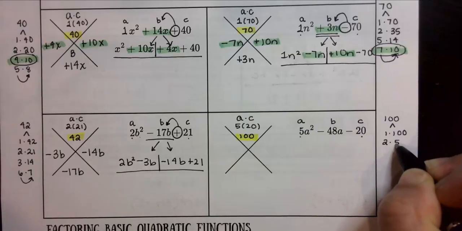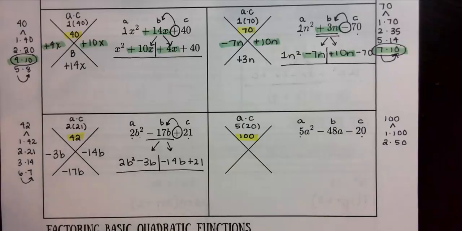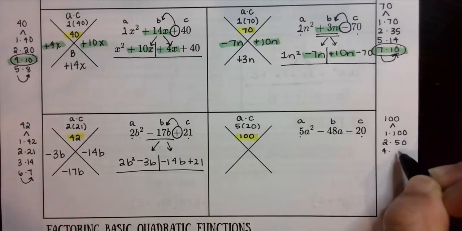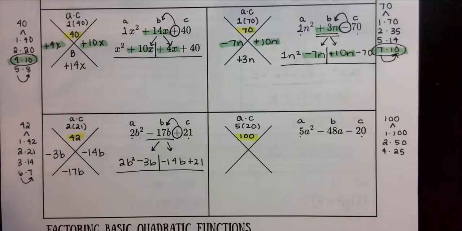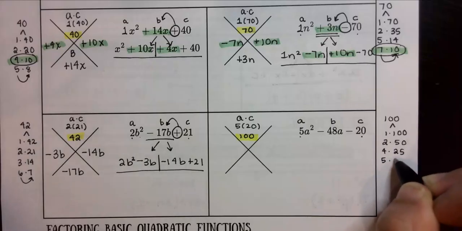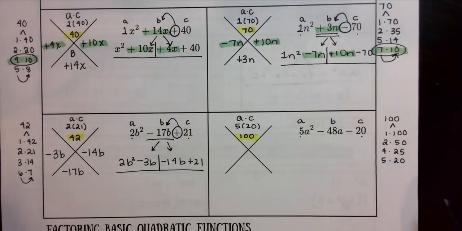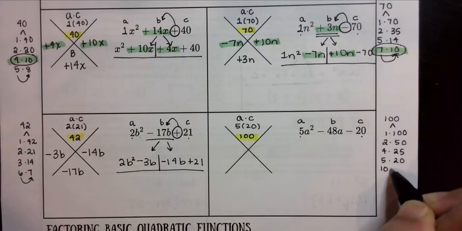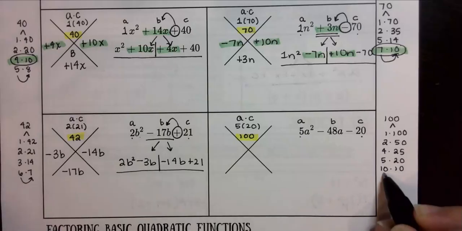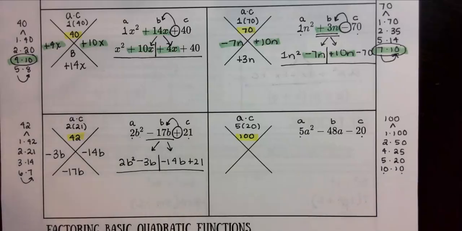2 times 50. 3 will not go in evenly, but 4 will. 4 and 25. 5 and 20. 6, I believe 6 does not go in evenly, so we're going to skip it. Neither does 7, 8, nor 9. But we do have 10 and 10. So because we have 10 and 10, we're done. 10 doubles up, and we're done.